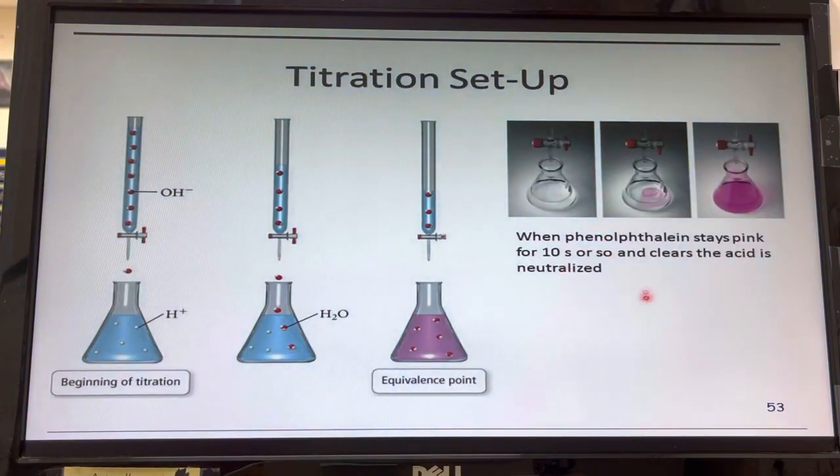And again, this is how you set it up. This is the diagram. This is what it looks like in reality, and you can see the color change. So in this case, this solution's clear, not blue. And then you can see it changes color maybe after a few drops, or many drops. It doesn't stay pink. Once it stays pink, once the color change is permanent, then you have neutralized the acid and you can figure it out, okay?